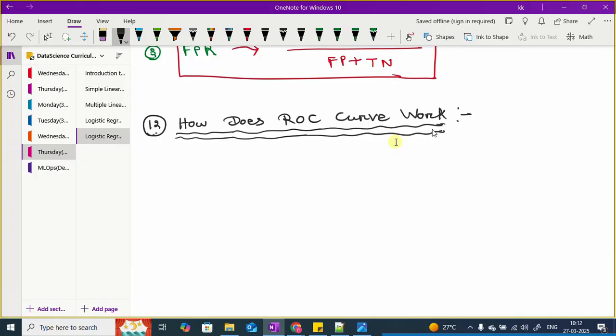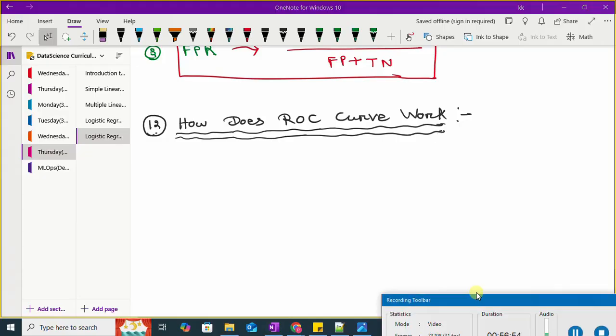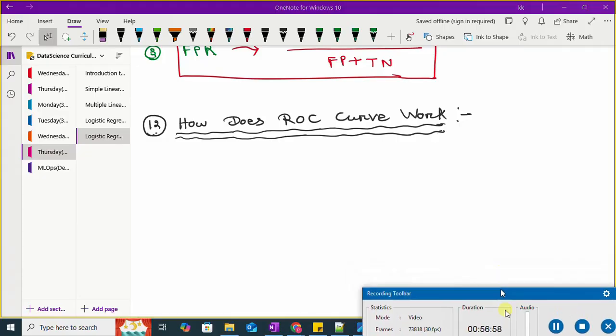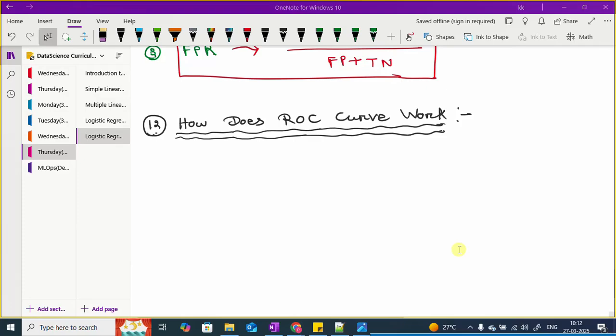Fine. Guys, clear? Any doubts so far? Any doubts so far? Let me see your chat box. Yeah. So how does the ROC curve work? Okay.